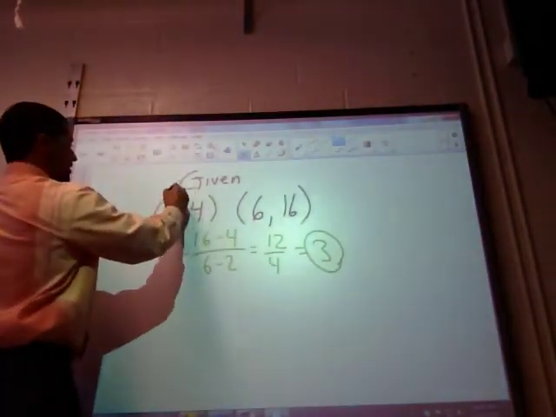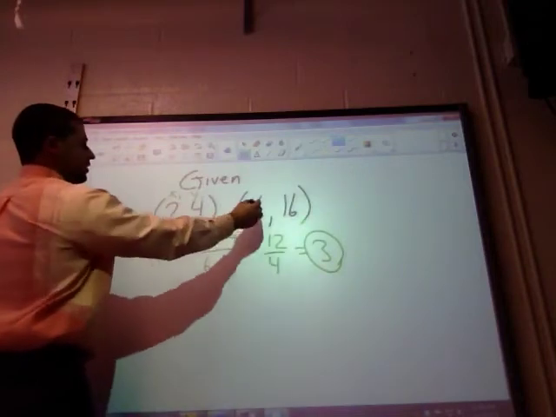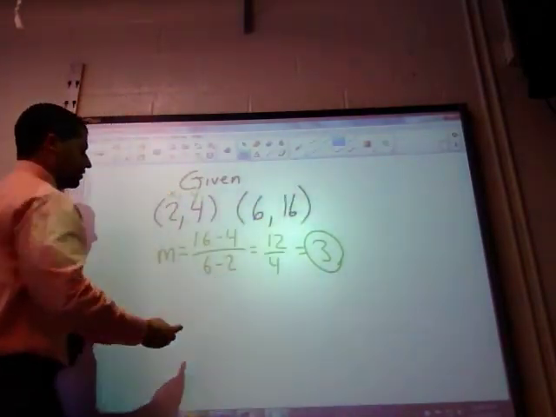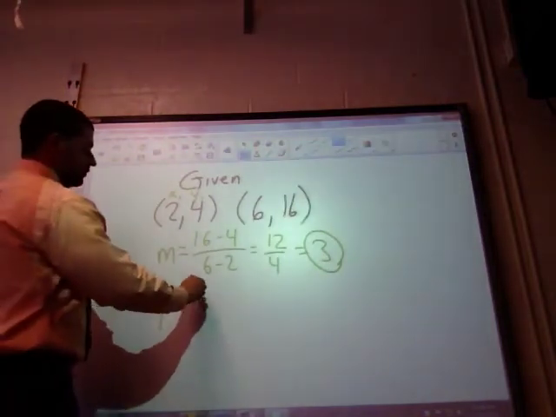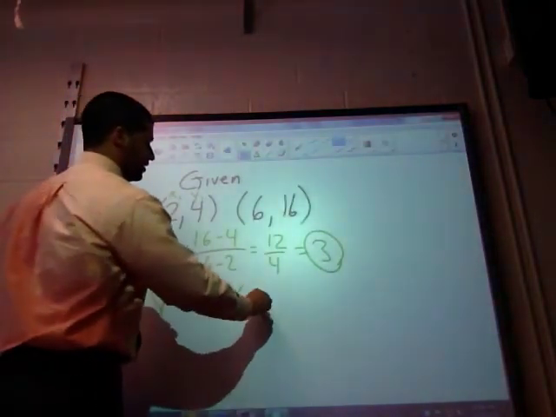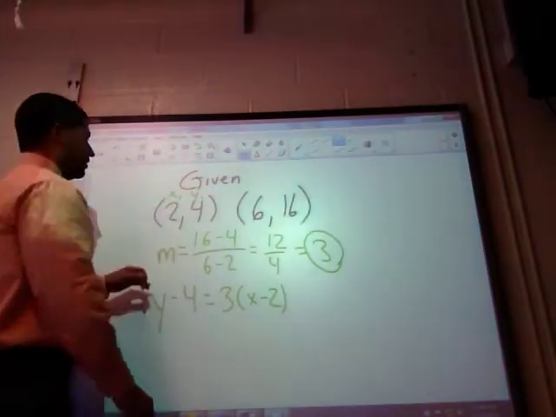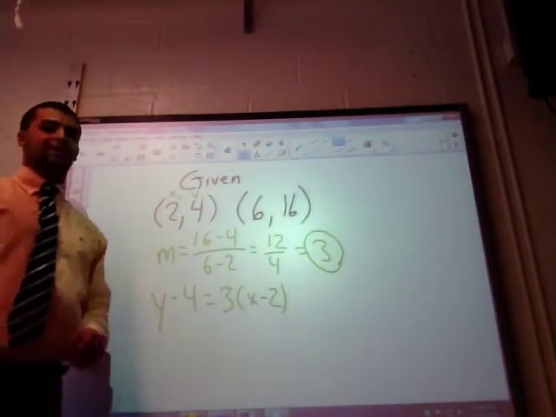So you choose either one as x1, y1. It wouldn't matter if you chose this point or this point, either one works. I just like the one with smaller numbers. So I say y minus 4 equals 3 times x minus 2. Right? They're both positive, so they both get minus signs.